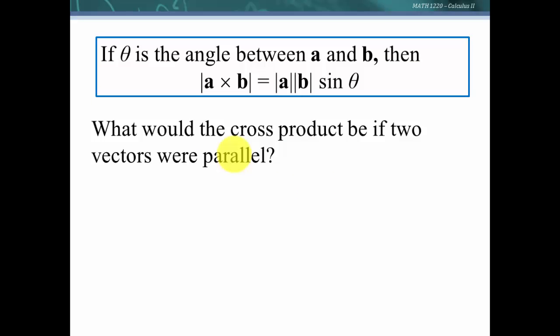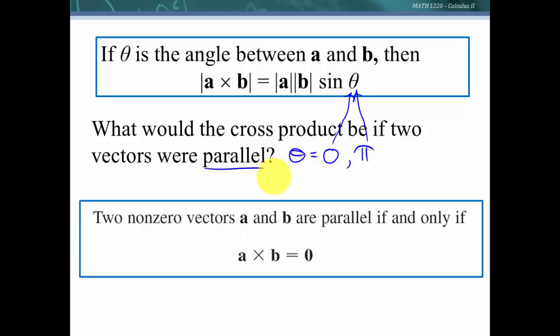Well, what would the cross product be if the vectors were parallel? If the vectors were parallel, then the angle between them would either have to be 0 or pi. And if we put in sine of 0, we would get 0. If we put in sine of pi, we would also get 0. So the answer is, if the vectors are parallel, the cross product would equal 0. So we have this statement, it goes both directions. If the vectors are parallel, then their cross product is 0. If the cross product is 0, then we know the vectors are parallel.